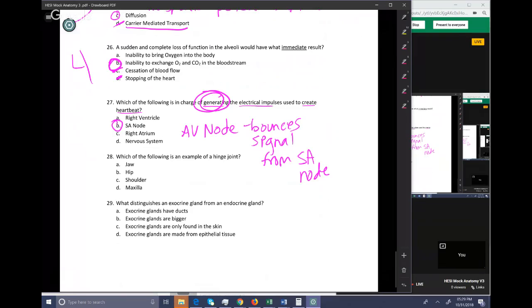Again, if you're feeling great, you've got your stuff memorized, and you can handle a little bit more, certainly go back to anatomy 4 and remember that the SA node is the generator and the AV node is the bouncer.